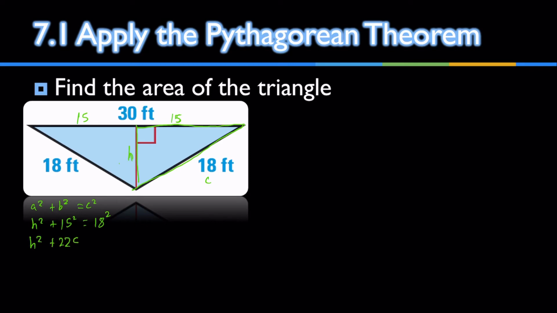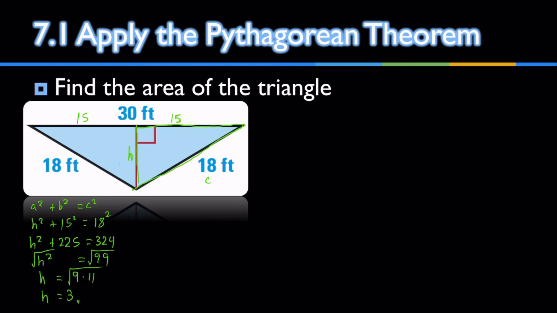15 squared is 225. 18 squared is 324. Subtract the 225 and you get 99. Square root to find h, and let's go ahead and do radical form. So what times what makes 99? One of which needs to be a perfect square. That's right, it's 9 times 11.